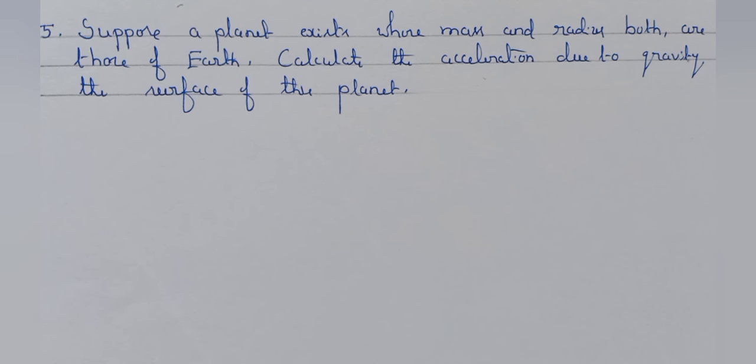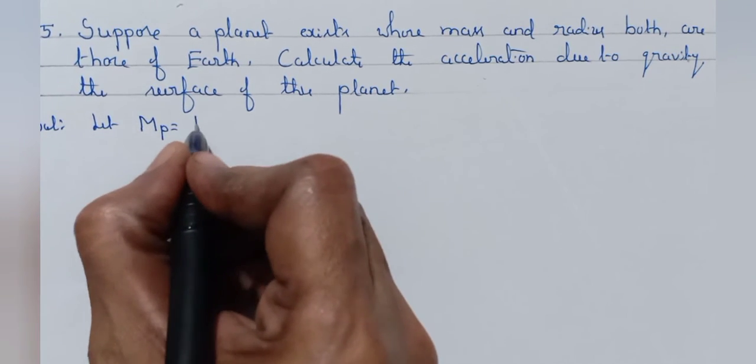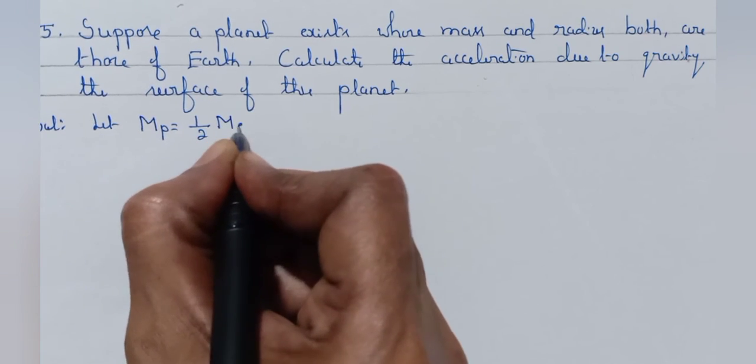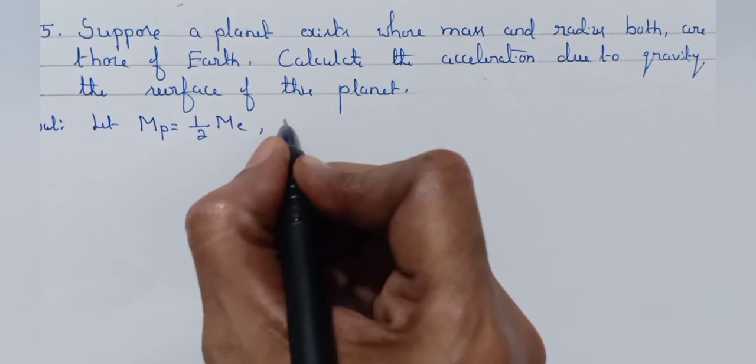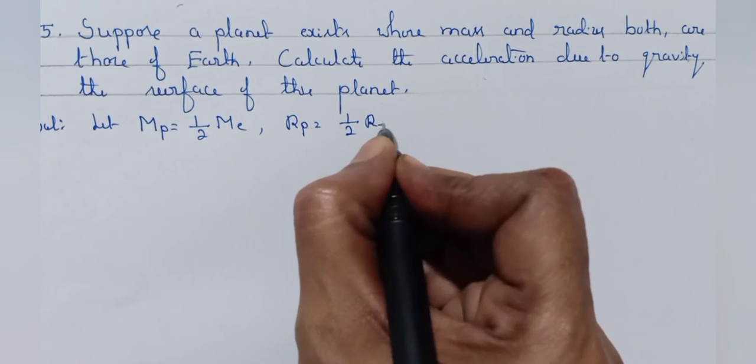Next question. Suppose a planet exists whose mass and radius both are half of those of Earth. Calculate the acceleration due to gravity on the surface of this planet. Here, let the mass of the planet MP be equal to half of the mass of the Earth, and the radius of the planet be equal to half of the radius of the Earth.